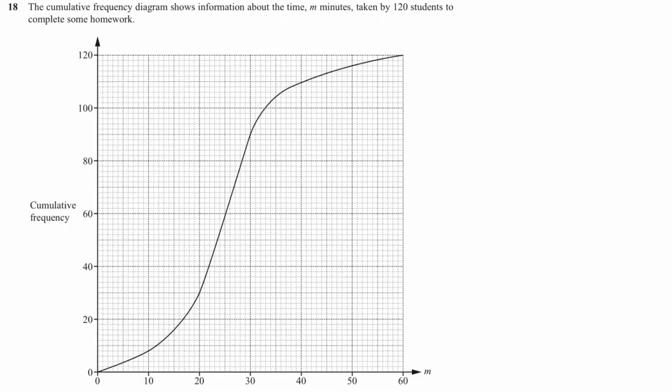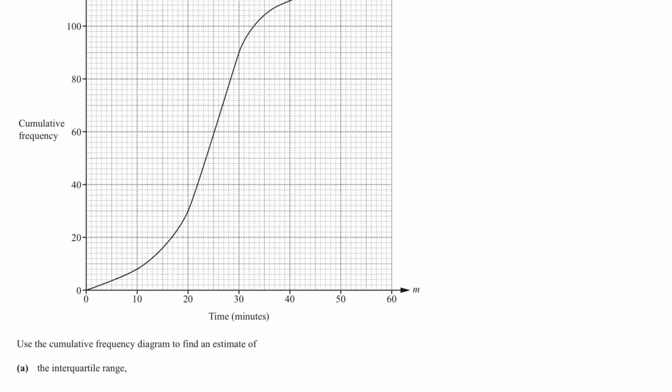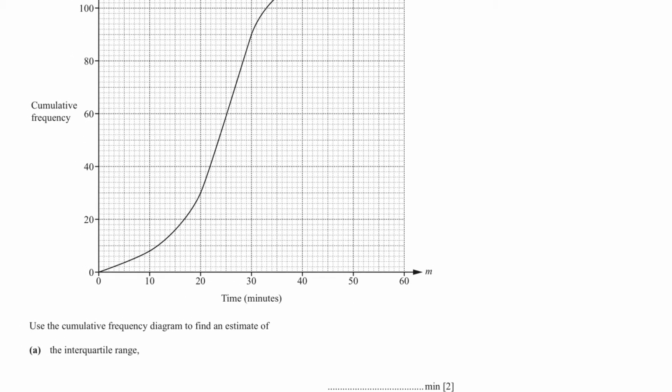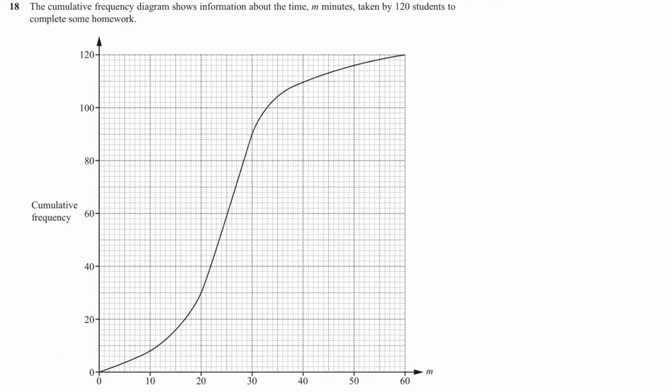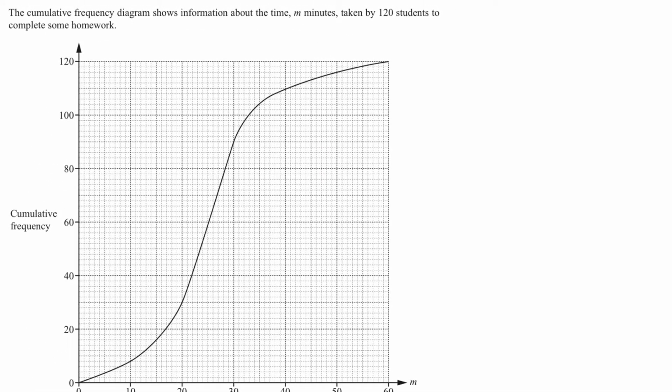In question number 18, a cumulative frequency diagram has been given, and it shows information about the time m minutes taken by 120 students to complete some homework. So they want us to find the interquartile range. To find the interquartile range, you need to know your upper quartile and your lower quartile.